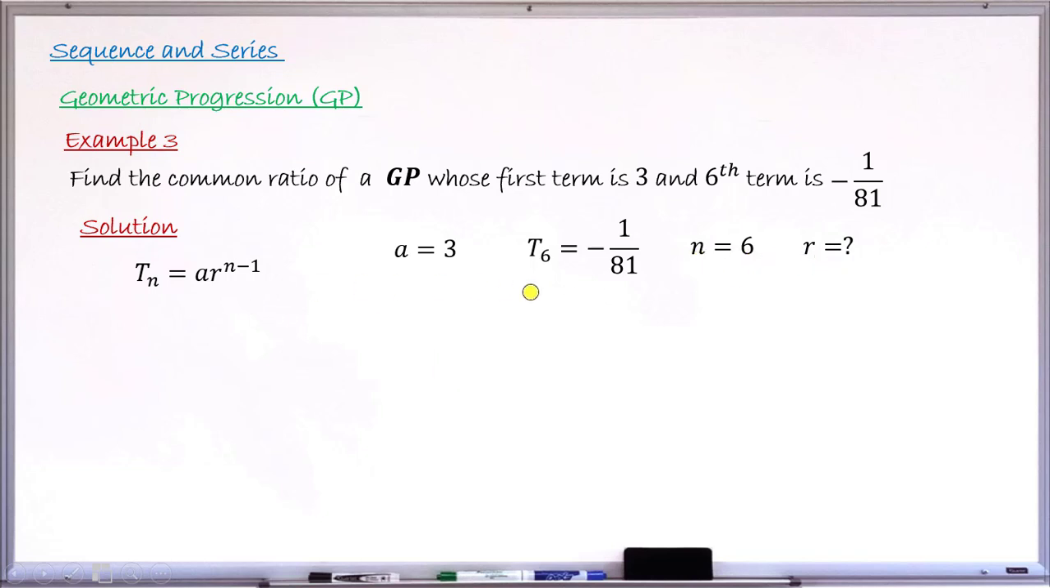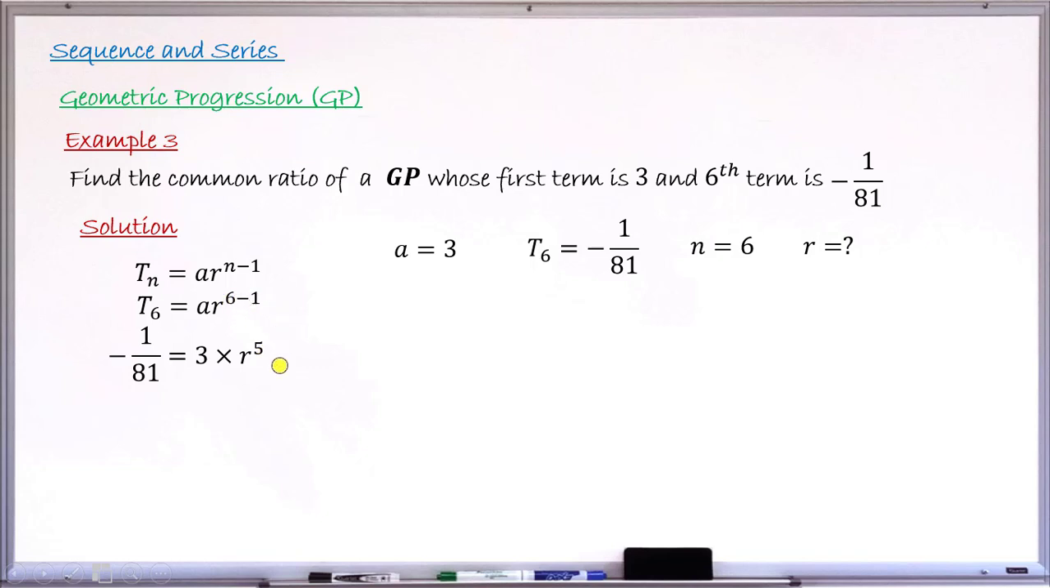So substituting these values in here, I'm going to have T6 equals AR raised to the power, I have just replaced the n by 6, so I have 6 minus 1. And 6 minus 1 gives you 5. And now replacing this T6 by minus 1 over 81 there, I will now have minus 1 over 81 equals 3. That is your A multiplied by R raised to the power of 5. The power of 5 is now from this 6 minus 1.